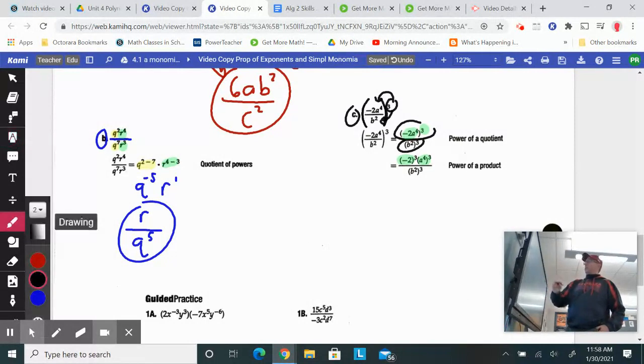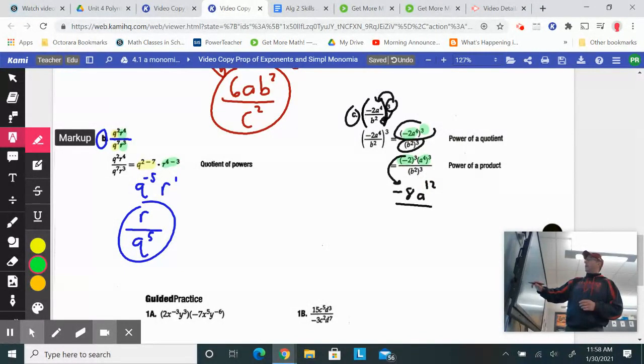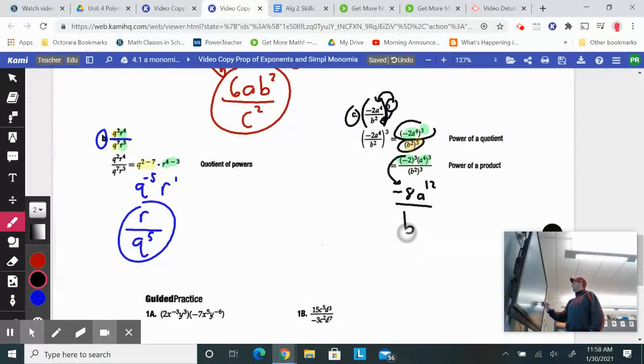Now let's just continue with the numerator. So negative 2 to the third power, that's 3 negative 2's. Negative 2 times negative 2 is 4. 4 times negative 2 is negative 8. So I get negative 8 here. And a to the fourth to the third power, a power of a power, you actually multiply the 4 times the 3 together, you get a to the 12th power. Now for the denominator, the b squared to the third power, it's a power to a power, so b to the 6th power. So I put that in the denominator, b to the 6th power.